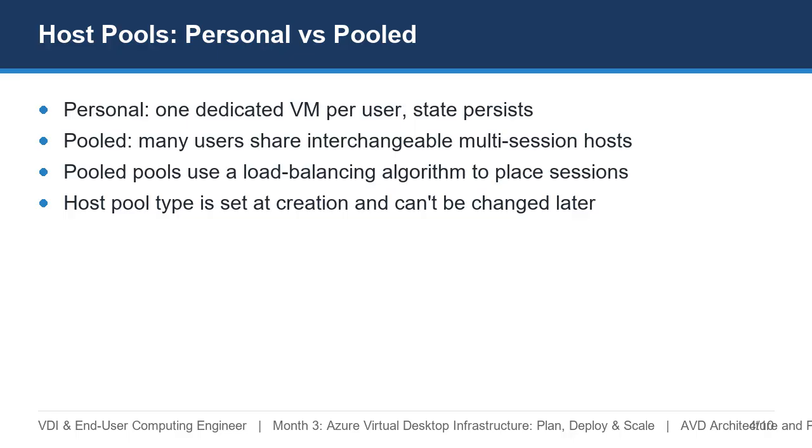Every host pool is either personal or pooled, and that choice is locked in at creation. Personal host pools assign each user their own dedicated virtual machine, so state persists between sessions the way a physical laptop would. Pooled host pools share a set of interchangeable, usually non-persistent, multi-session hosts across many users, and because there's a pool to share, the broker needs a load balancing algorithm to decide where each new session lands.